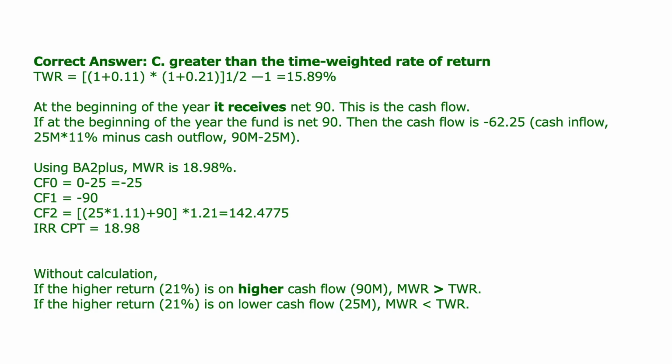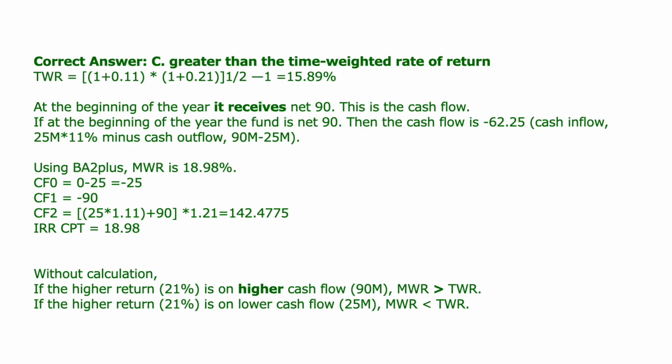Money-weighted return considers both returns and the actual cash flows. Because a huge amount, 90 million, was invested before year 2, the negative or positive return in year 2 dominates the calculation. Since year 2 had a strong positive 21% return, the money-weighted return will be greater than the time-weighted return.